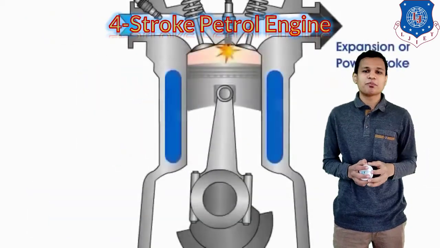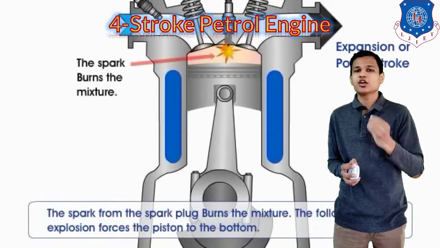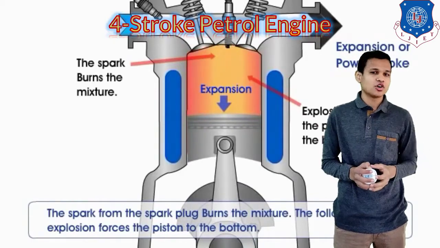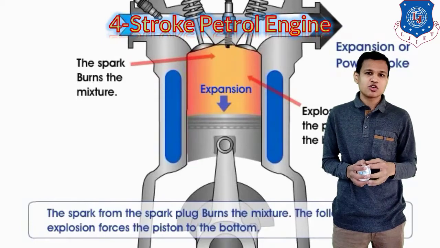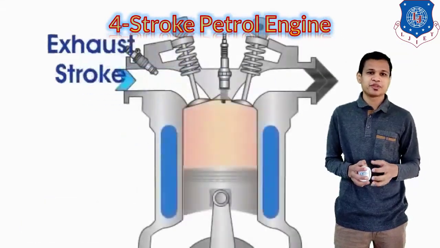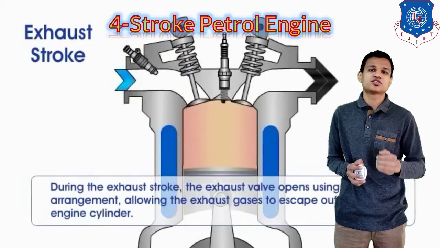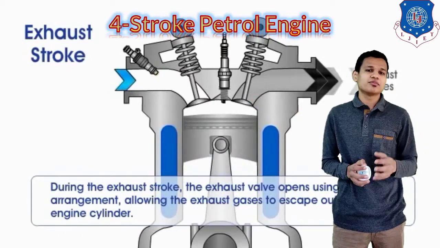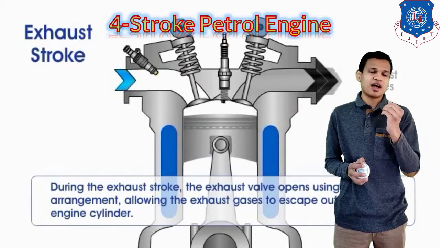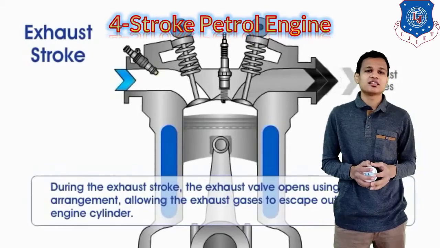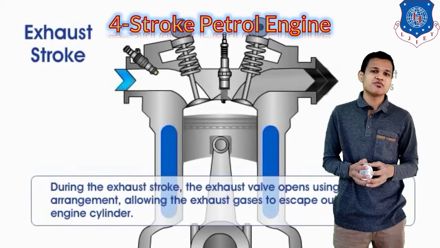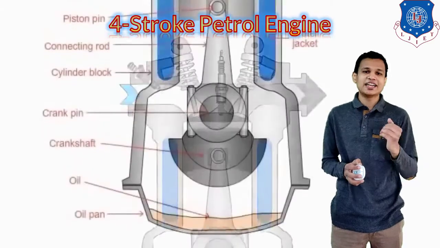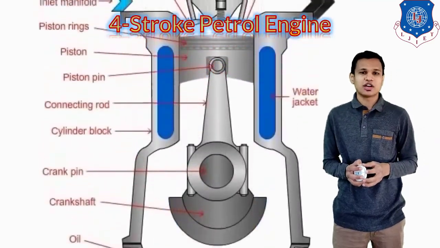After completion of the compression process, because of the spark and burning of the fuel, energy will be liberated. That energy will be used for the expansion stroke, or we can say power stroke, because in that stroke the power is generated. And the last one is the exhaust stroke. In the exhaust stroke, the gases that were burned during the power stroke will be expelled from the engine with the help of the exhaust valve. So these are the basic four strokes used in the four-stroke petrol engine.